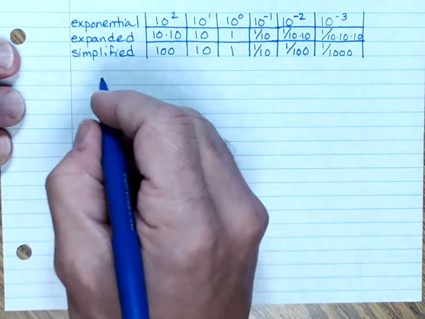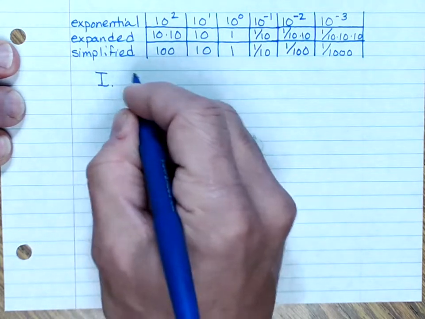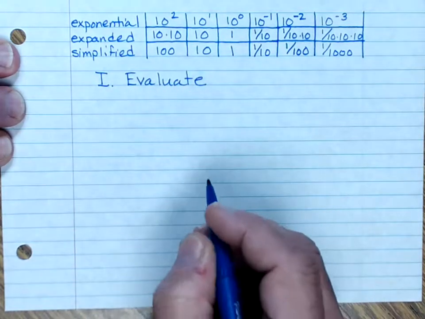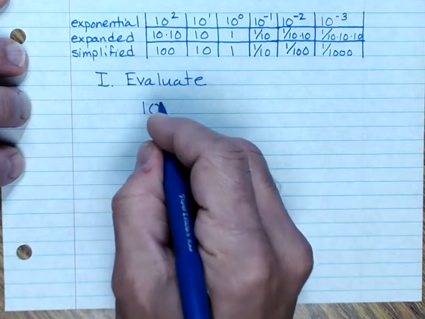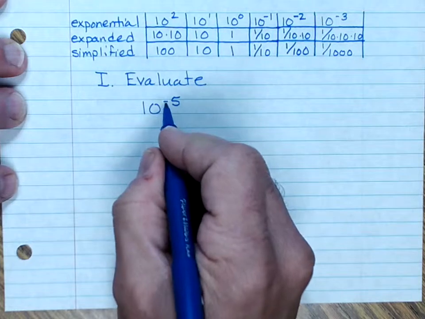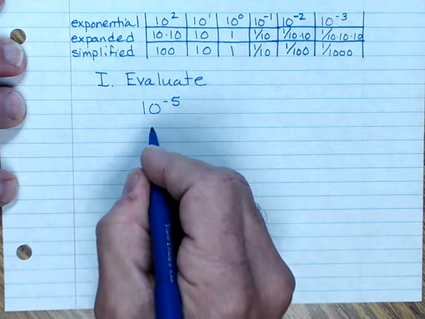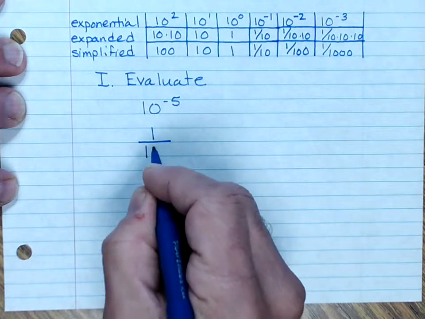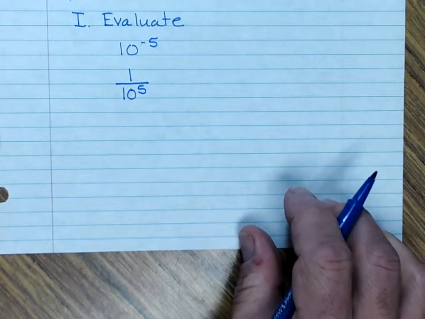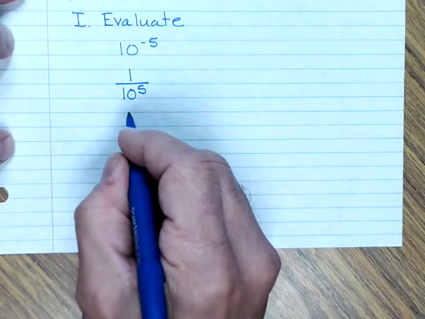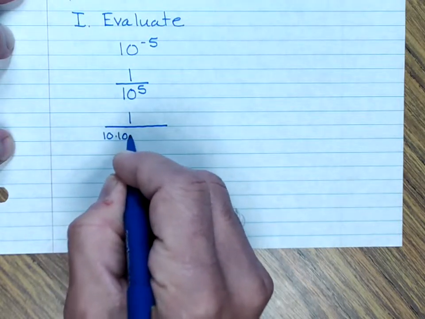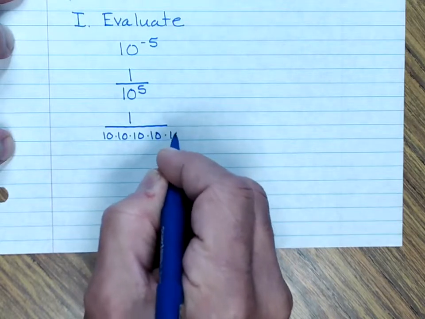So now let's evaluate. Right, that's solving. So I have 10 to the negative fifth. If I want to rid myself of that negative, I'm going to write this as a fraction. 1 over 10 to the fifth. Then I'm going to expand that. So that's going to be 1 over 10 times 10 times 10 times 10 times 10.